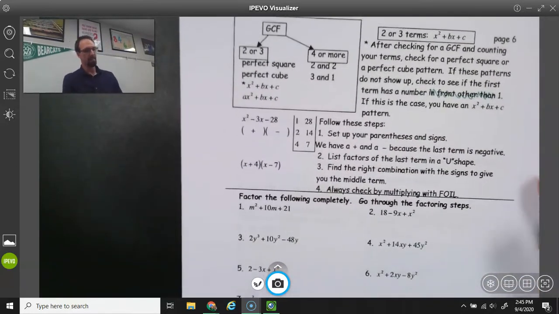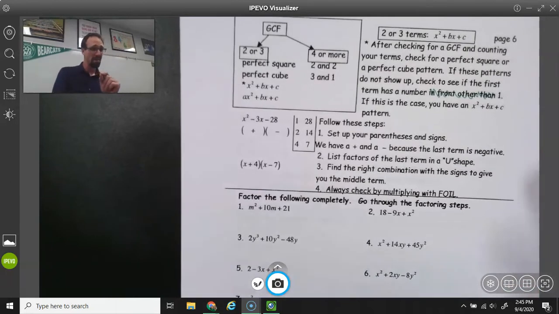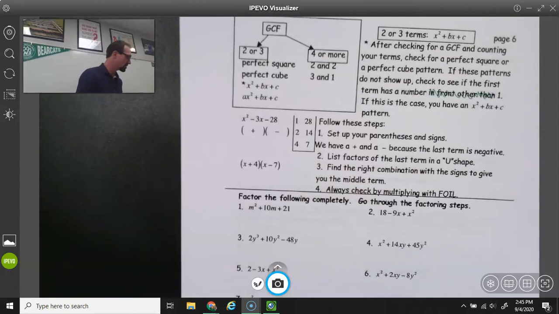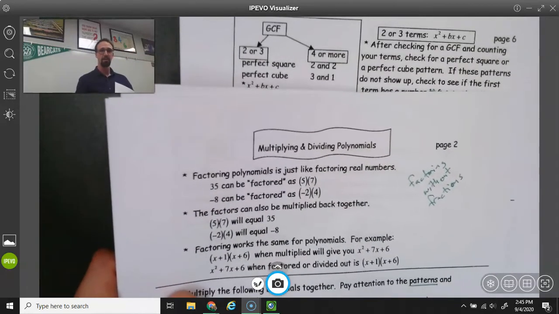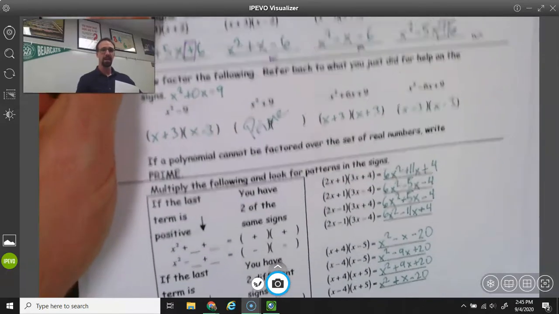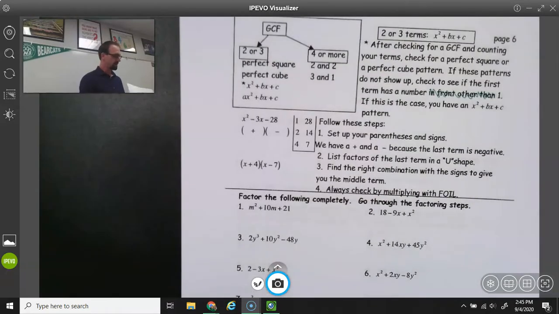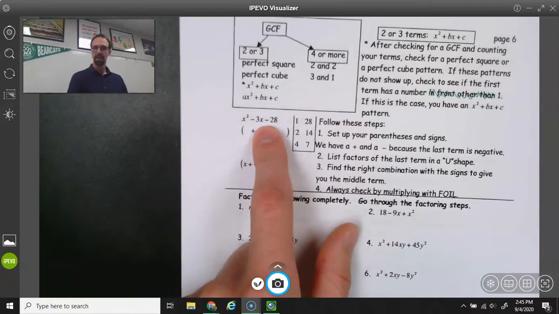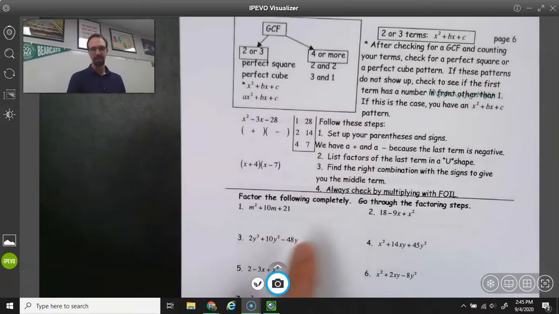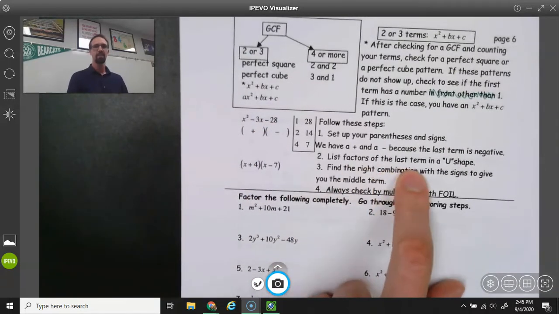First thing is to set up the parentheses and signs. We've already talked about that in a previous section, so check my notes on page 2, multiplying and dividing polynomials, at the bottom of that page. If you are confused about what I mean by that first step, check that out. For this one, we're going to have a plus and a minus because our last term, negative 28, is negative. And then I say list all the factors of the last term in a U shape.